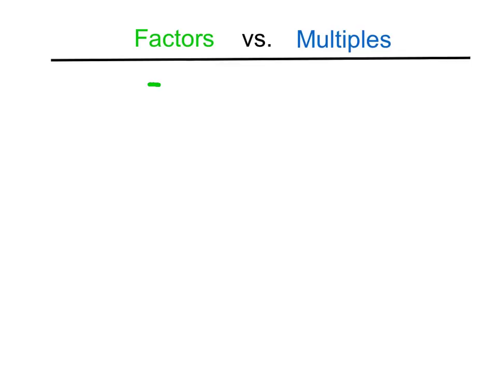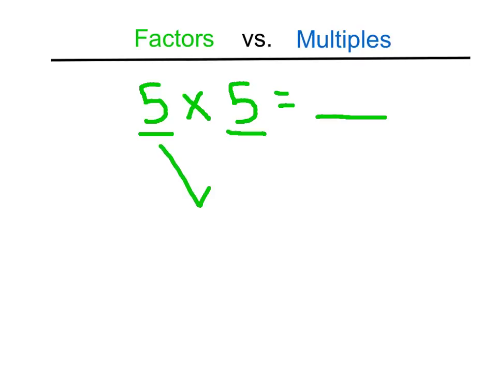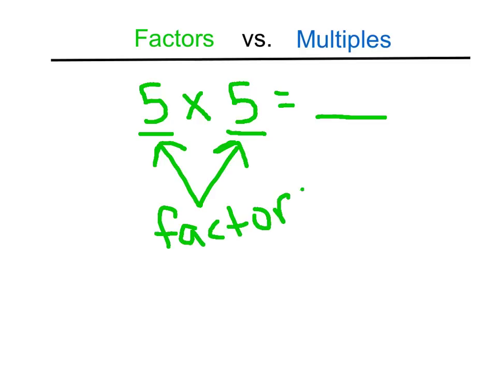And the reason is when we do multiplication, we have talked about before that these are two factors. And they multiply together to get a product. So these would be factors. So that can work with any number.